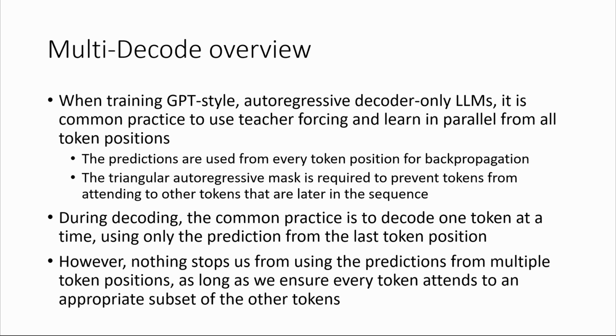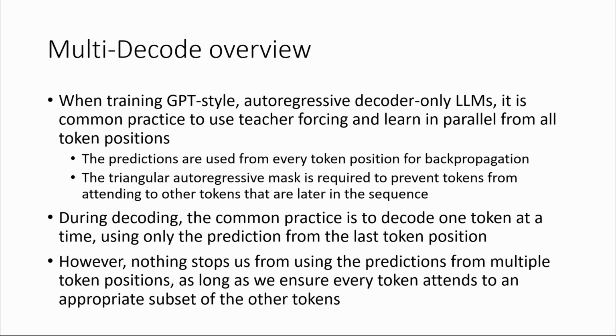In order to prevent BERT-style inference from happening, a triangular autoregressive mask, I think pretty much everybody here knows, is used to prevent tokens from being able to attend to tokens that are later in the sequence. So that's the one pattern we have.